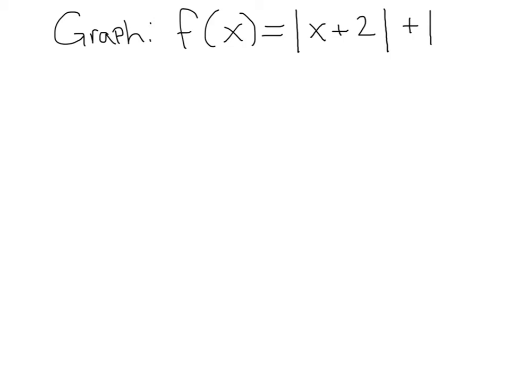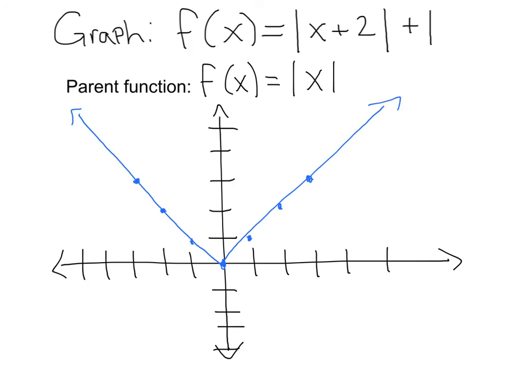Same thing as before, we want to identify what our parent function is. Okay, my parent function is going to be f of x equals absolute value of x, because I've got an absolute value up here. I went ahead and graphed that ahead of time, so here I've got my basic parent function. Now, let's first take this 2 that's grouped with the x.